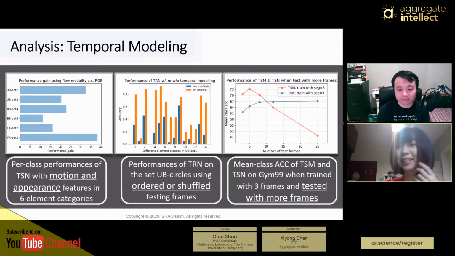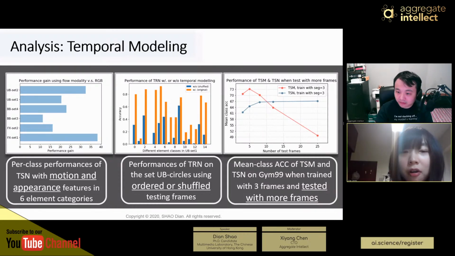So it's a diagram of performance gain, like when you incorporate motion and appearance features. Yes. Okay, I see. For the third figure, could you elaborate again on the reason why the orange line drops as you have more test frames? I didn't quite catch that.